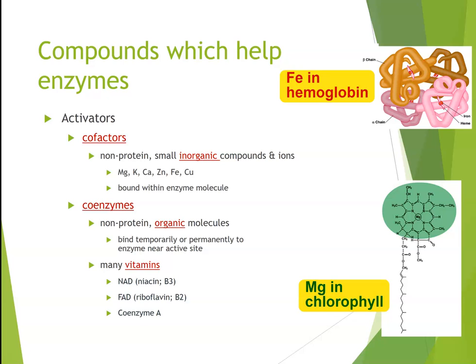So those are cofactors. Coenzymes are also non-protein based molecules, but they are organic molecules. They bind temporarily or permanently to the enzyme near the active site and just make the enzyme work better. A lot of our vitamins work this way. Vitamin B3, B2, coenzyme A, those are all considered to be coenzymes where they help make the enzyme work better.